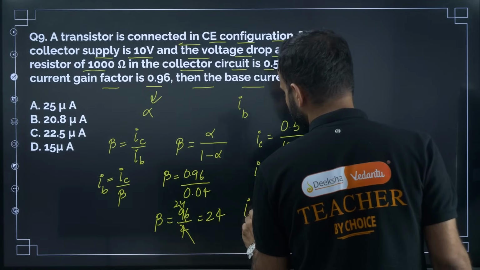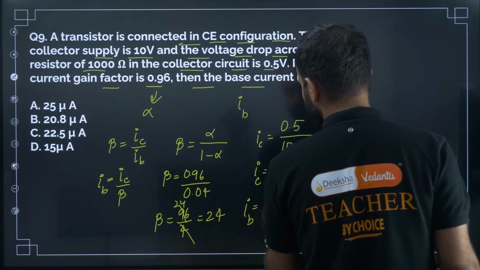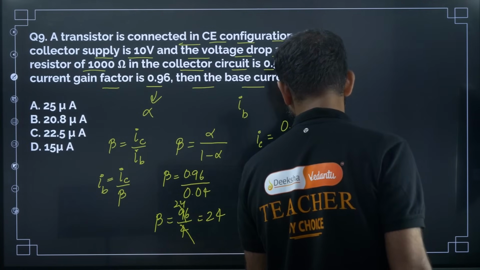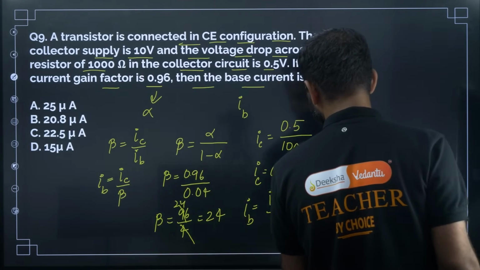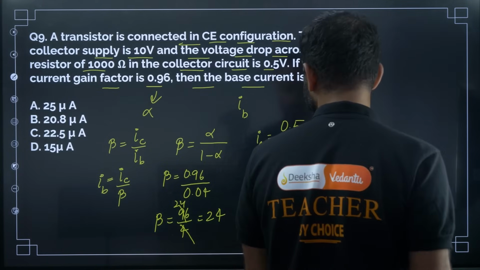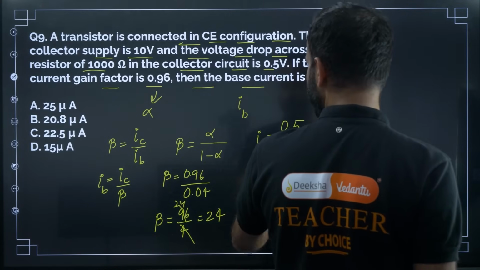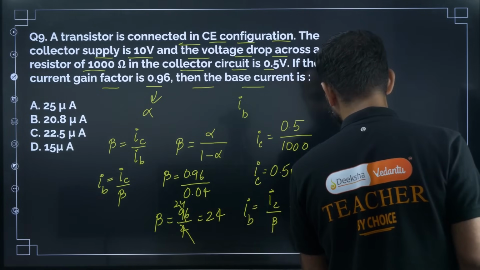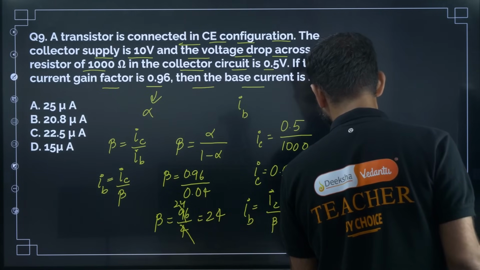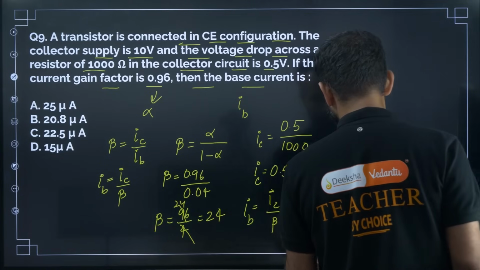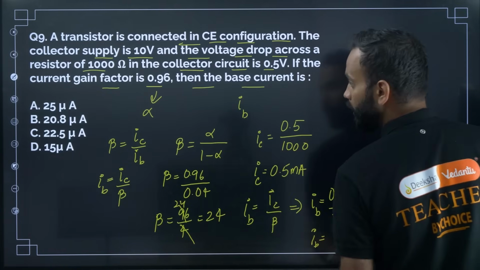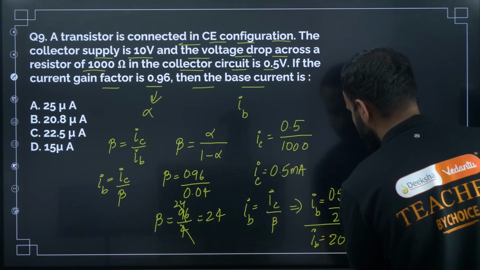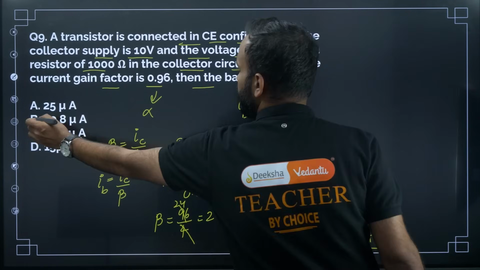The base current IB is equal to collector current IC divided by beta. So now IB is equal to 0.5 milliampere divided by beta, that is 24. So now solve this. Okay, you will get IB equal to 20.8 microampere. So the correct option is B.